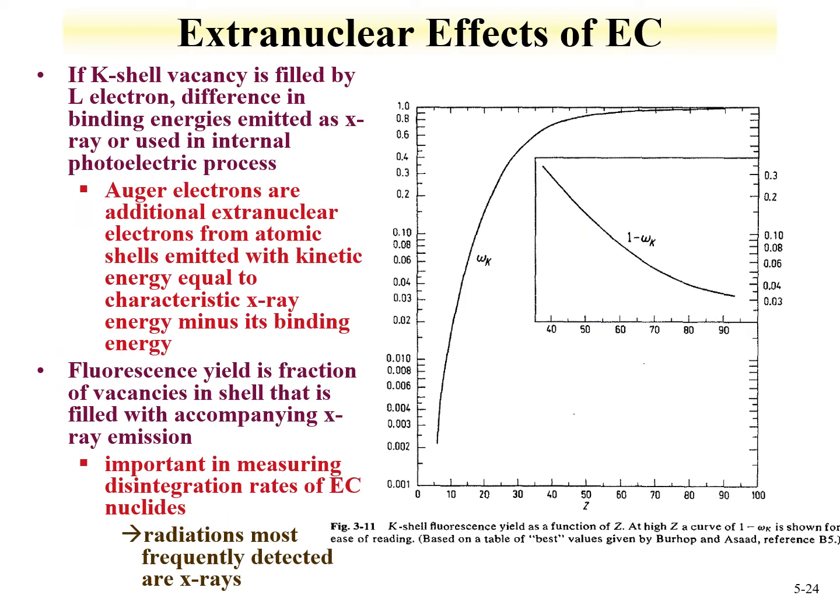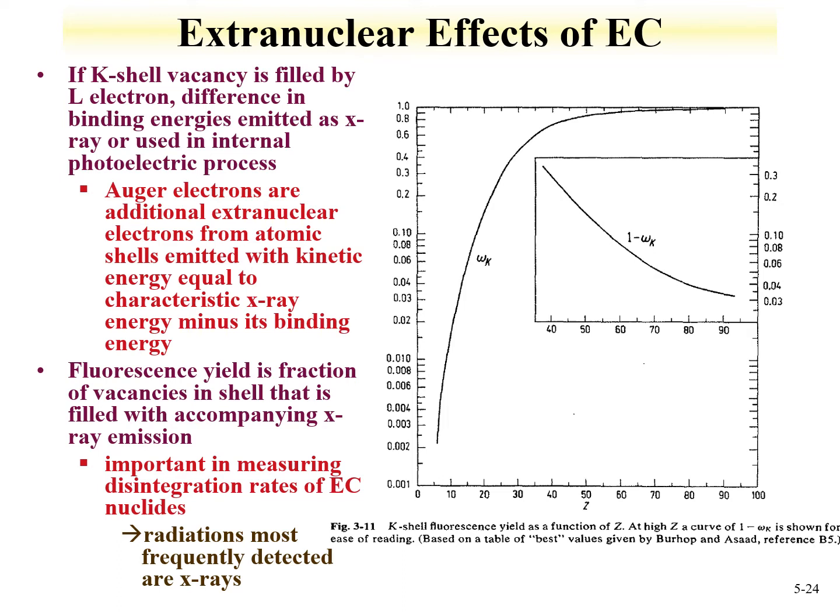Now there's also a decay effect related to electron capture, where if an electron capture occurs, a K-shell vacancy is formed and it's filled by an L electron. When that L electron goes down, there can be an X-ray emitted, or there can be other processes to de-excite that atom. One is the emission of Auger electrons. These are outer atomic electrons that will be emitted with a kinetic energy equal to the characteristic X-ray minus its binding energy.